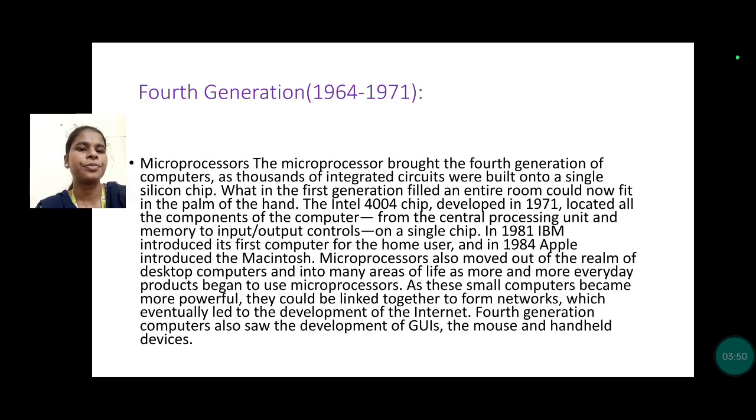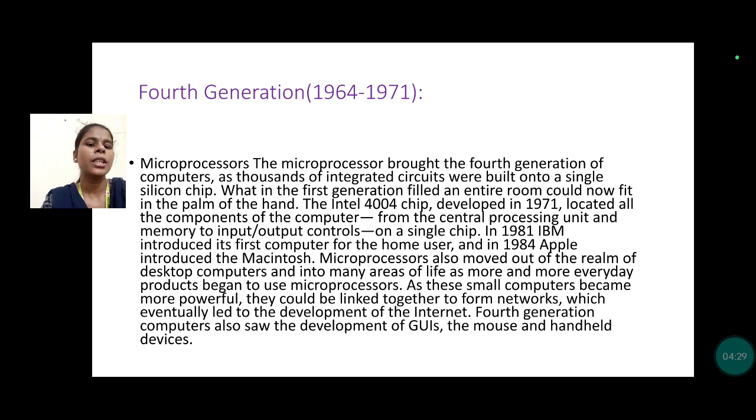Fourth generation, 1971 to present. Microprocessors. The microprocessor brought the fourth generation of computers, as thousands of integrated circuits were built onto a single silicon chip. What in the first generation filled an entire room could now fit in the palm of the hand. The Intel 4004 chip, developed in 1971, located all the components of the computer, from the central processing unit and memory to input and output controls, on a single chip.